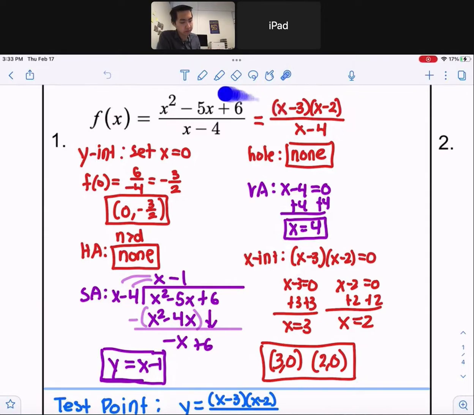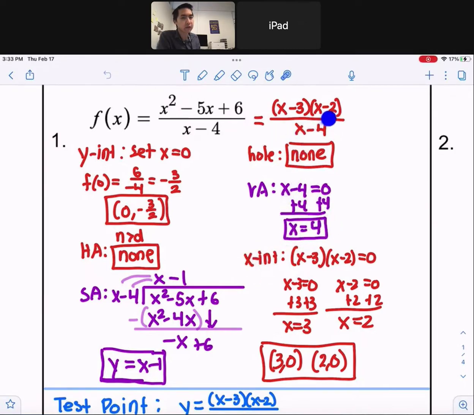So it's half time, so now you factor this. The two numbers that multiply to 6 but when added give you negative 5 are negative 3 and negative 2. And divide it by x minus 4. So there are no holes, nothing cancels. For the vertical asymptote, set the denominator equal to 0. So add 4 to both sides, and we get x equals 4.